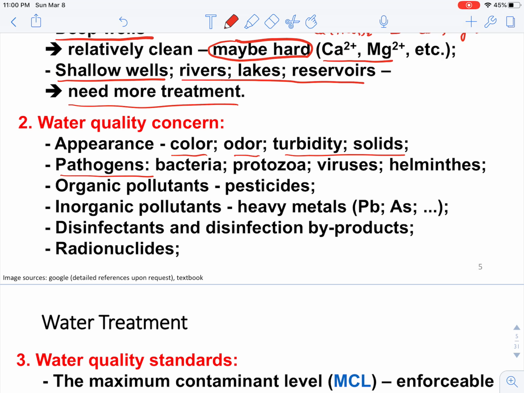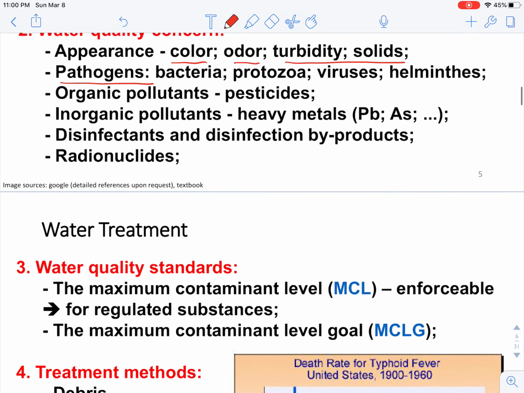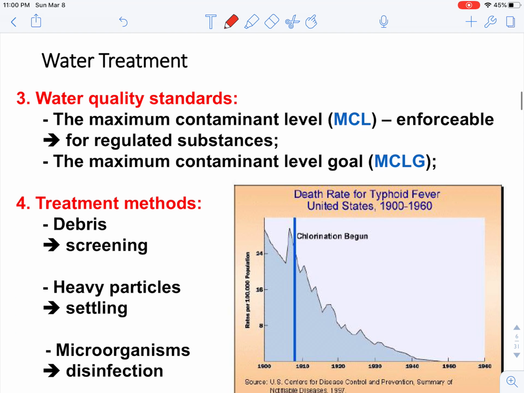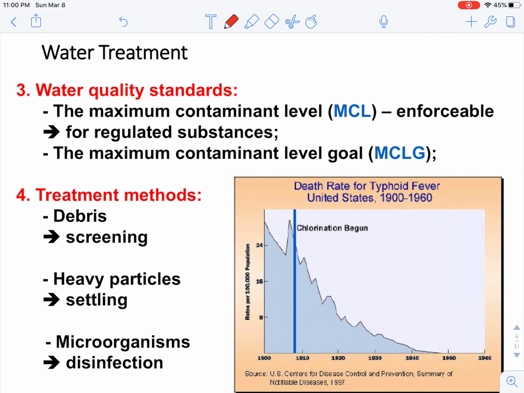Okay. And once we know these concerns, there are also standards for water quality. Basically, the EPA established the maximum contaminant level, which is enforceable to regulate these substances. And there's also a maximum contaminant level goal, which can be applied to some of these contaminants in the water.